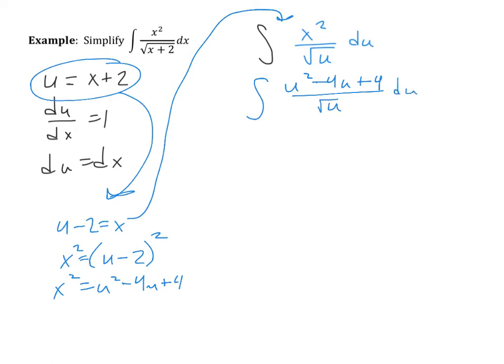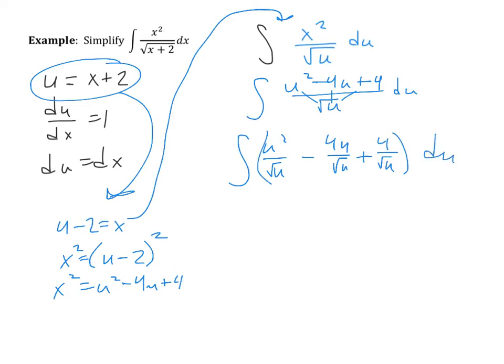And then from here, this again is one of those fairly straightforward problems that we had seen from our previous lessons. Algebraic manipulation is going to let me break this into 3 separate fractions. So I'll have the integral of u squared over square root of u minus 4u over the square root of u plus 4 over the square root of u.